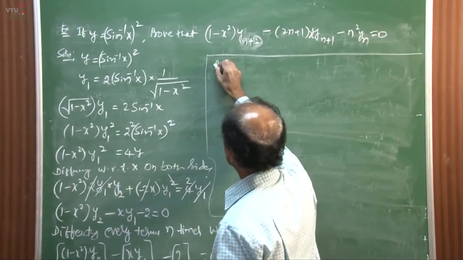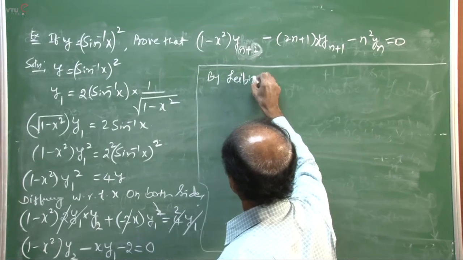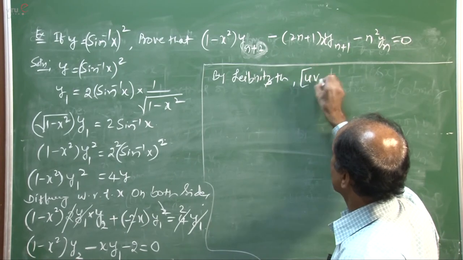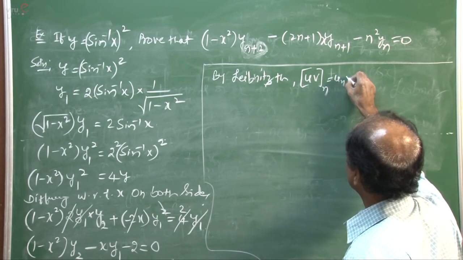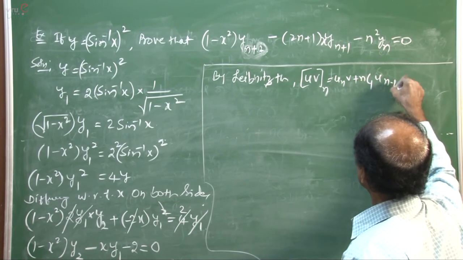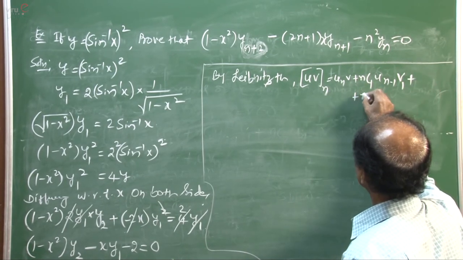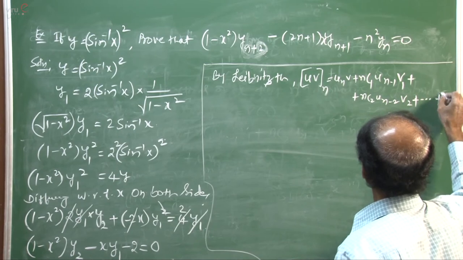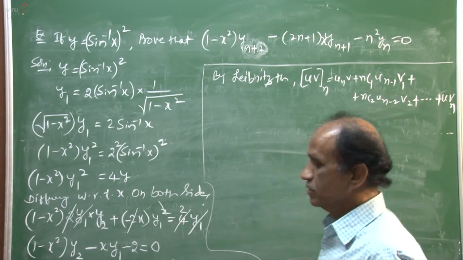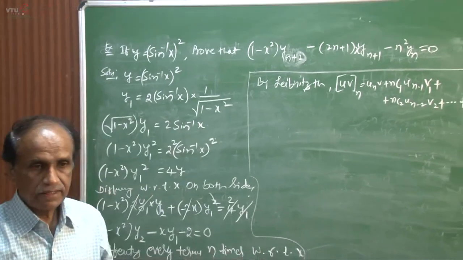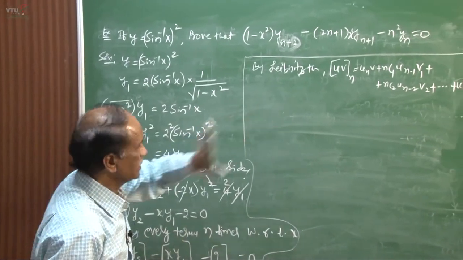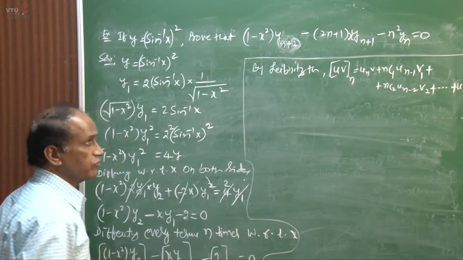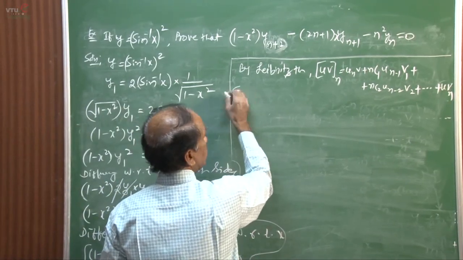By Leibniz theorem, we have that u into v at the bottom n is equal to u n v plus n c 1 u n minus 1 v 1 plus n c 2 u n minus 2 v 2 plus so on, and plus u into v n. You remember this formula in depth and see how each product can be handled by separating the differentiation of the first term n times and the second term also n times.